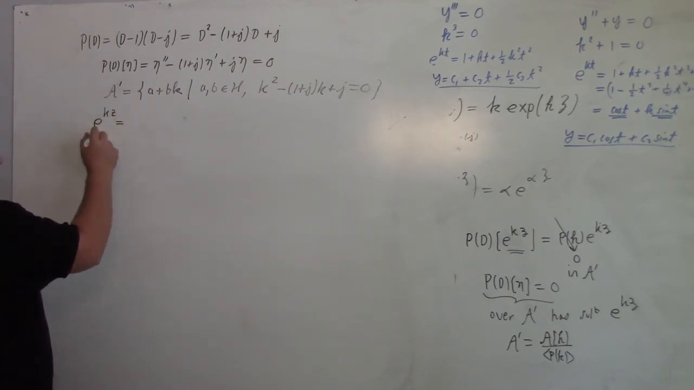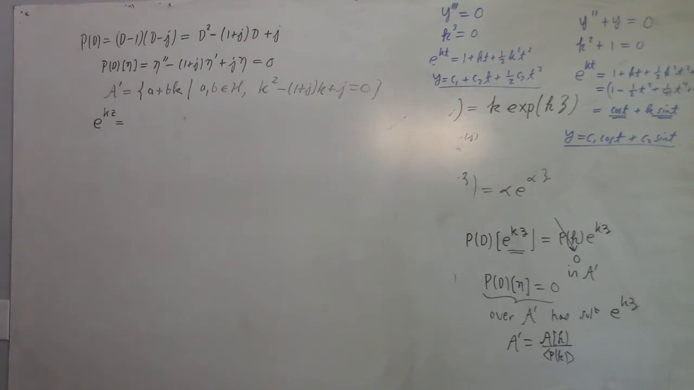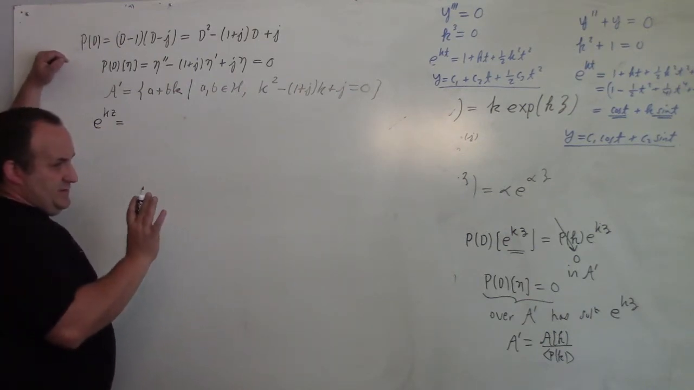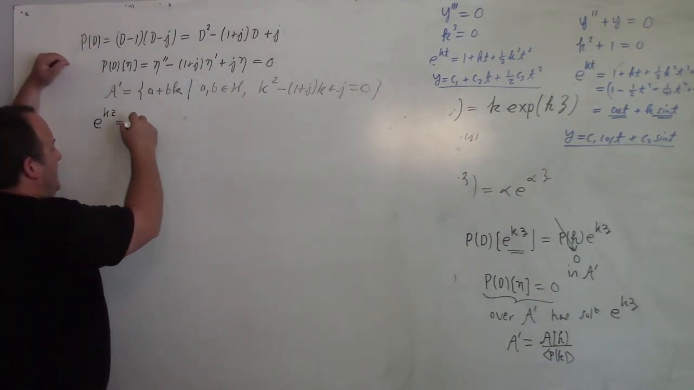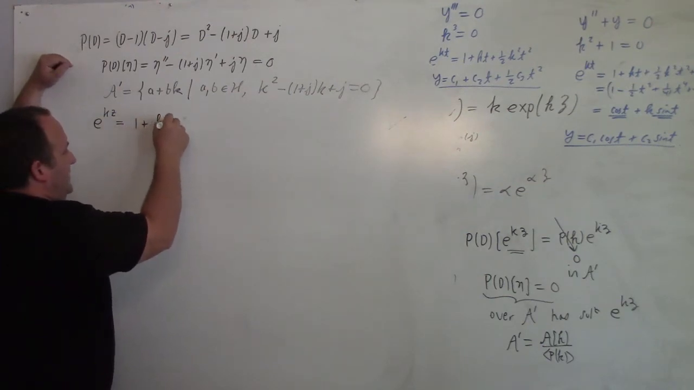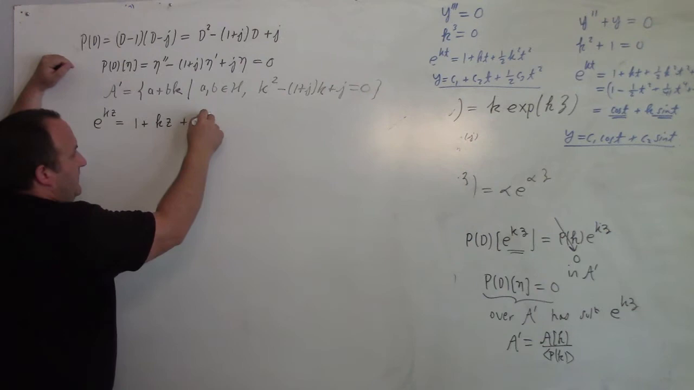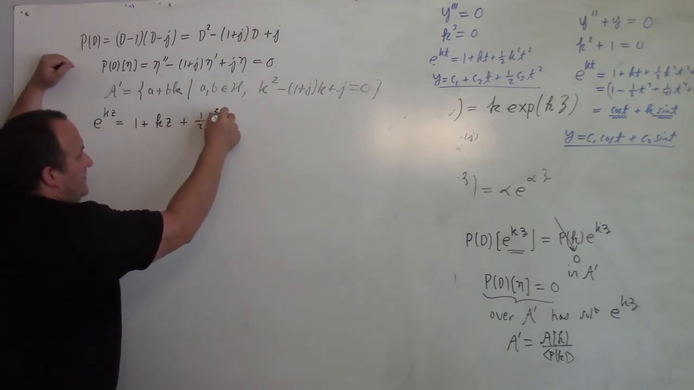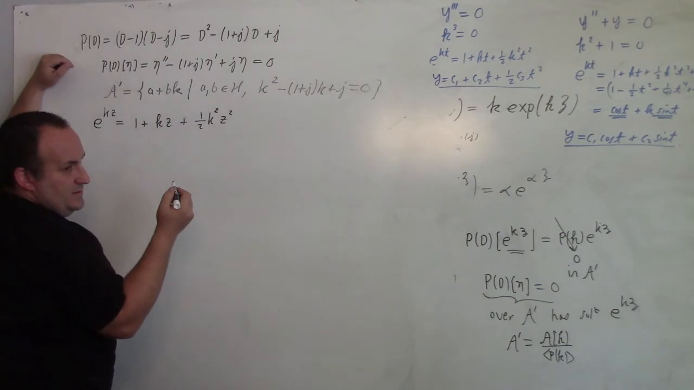is equal to, I think I call them, I actually used the extent. See, this is a bit of a pain if you try to do it this way. See, because this is like 1 plus kz, right? Plus 1/2 k squared z squared, right? And so forth.